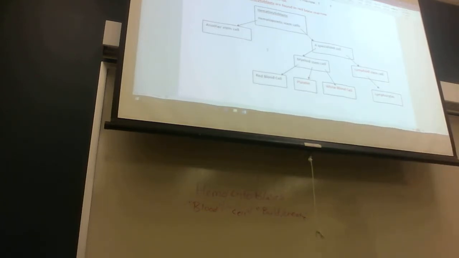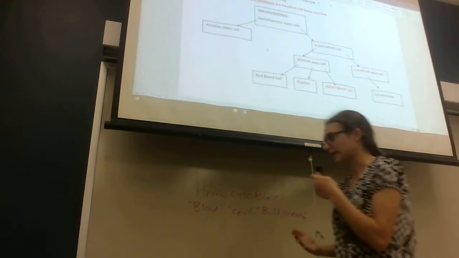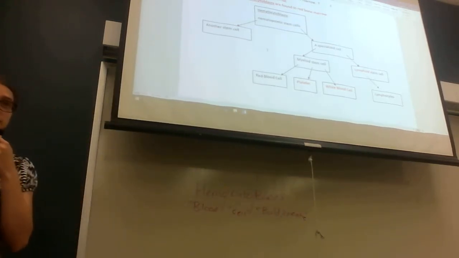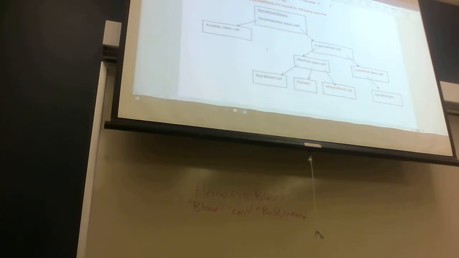So if you see hemocytoblast, just know that they turn into every cell in the body. That's just like the baby, beginner cell. Okay. So then they turn into either a specialized cell or a stem cell. Stem cells are not specialized. Okay, got it. Yep. So, any questions on that? And this happens in the red bone marrow.